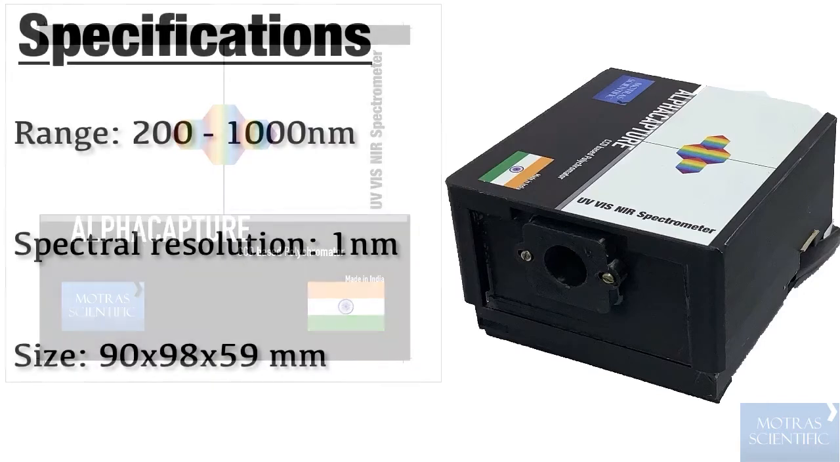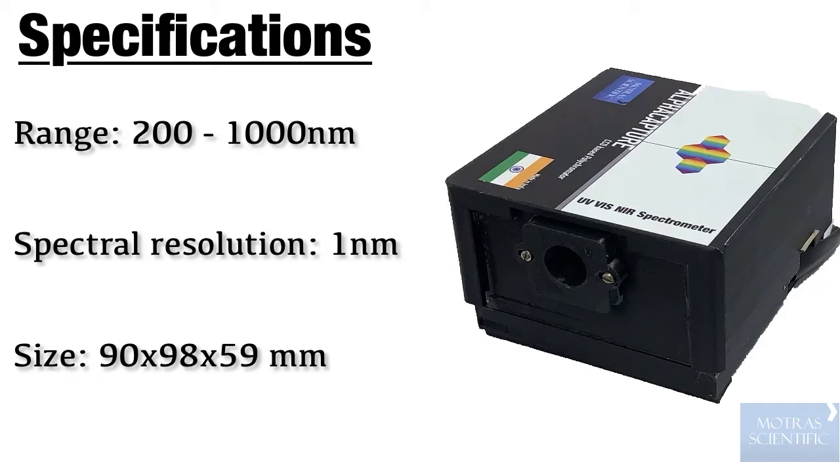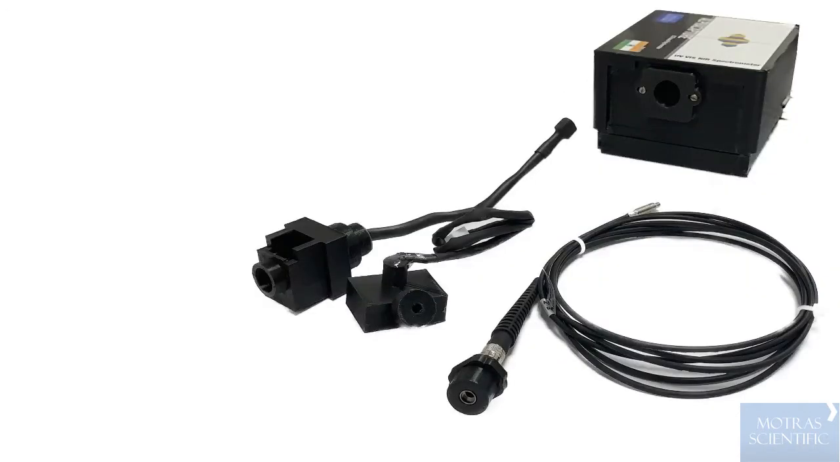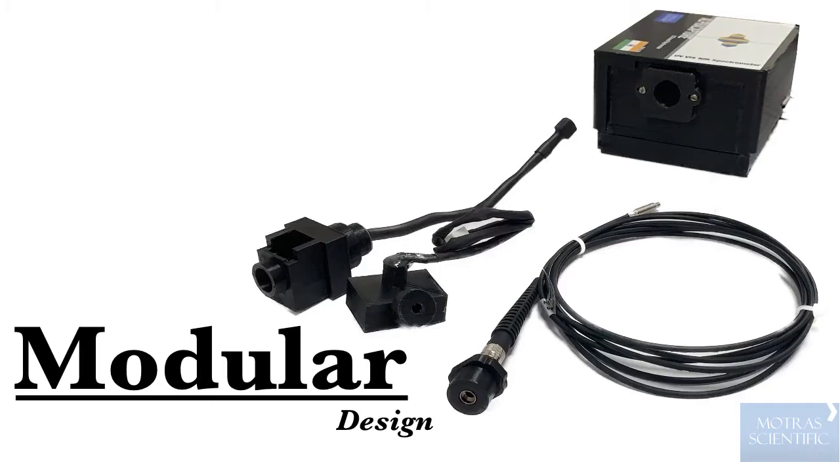The device shown in the video covers the complete spectrum range from 200 to 1000 nanometers with a resolution of 1 nanometer. Alphacapture takes less than 1 second to record and transfer the spectrum data to the host PC running the analysis software. Alphacapture is designed as a modular platform, which allows flexibility and diversification of applications.